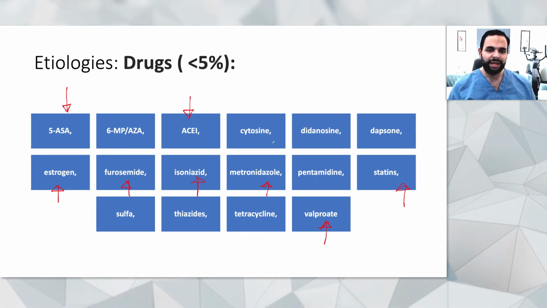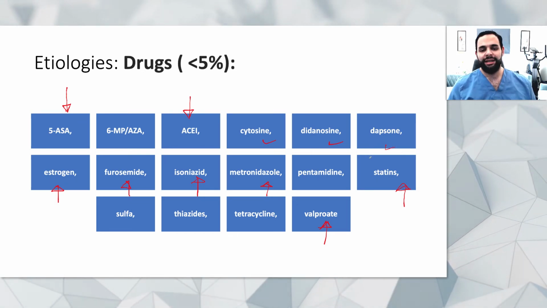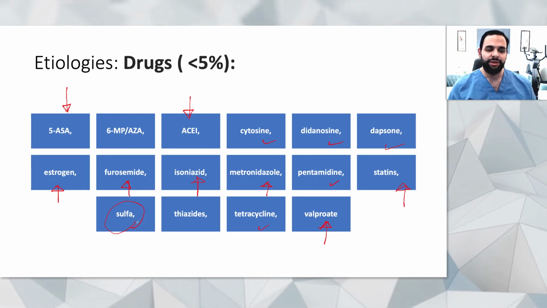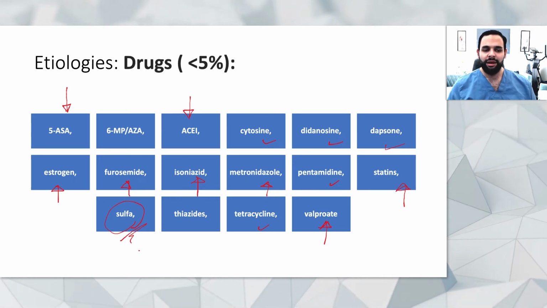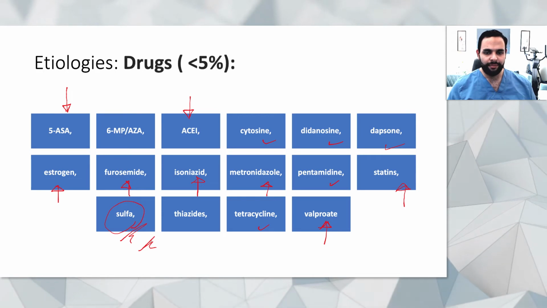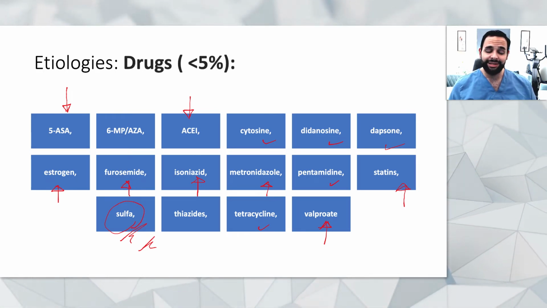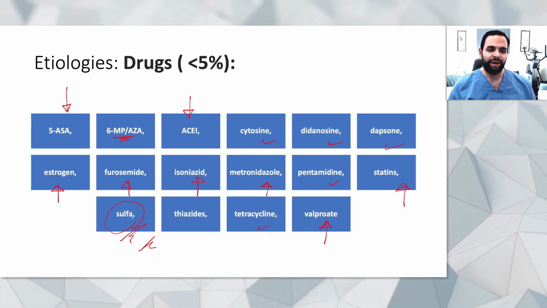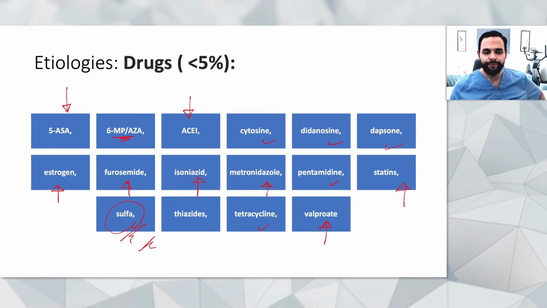All right, so other medications include cytosine, didanosine, dapsone, pentamidine, tetracycline, and all the sulfa drugs. That's a large group of sulfa drugs. Someone with inflammatory bowel disease. Most of your antibacterial medications can have sulfa moieties, or at least half of them. So that's something to consider. And the 6-mercaptopurine and azathioprine are also medications that you need to consider. All right.